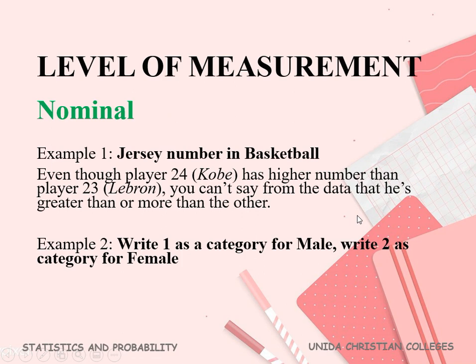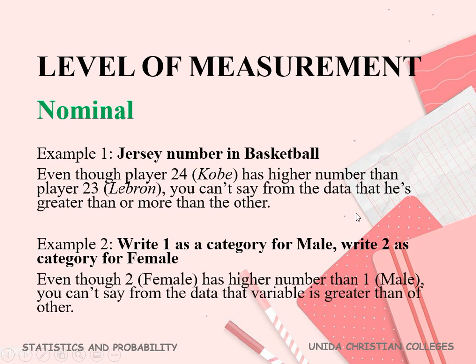Next, write 1 as category for male and write 2 as category for female. So, even though 2 is higher than 1, which is male, we can't say that the data shows female is higher than male. We just categorized them as 1 and 2, which are male and female. No order, no ranking. Another example of nominal level of measurement is eye color. What is the color of your eyes? Flavor of ice cream. We can name the flavor but it has no order or ranking.